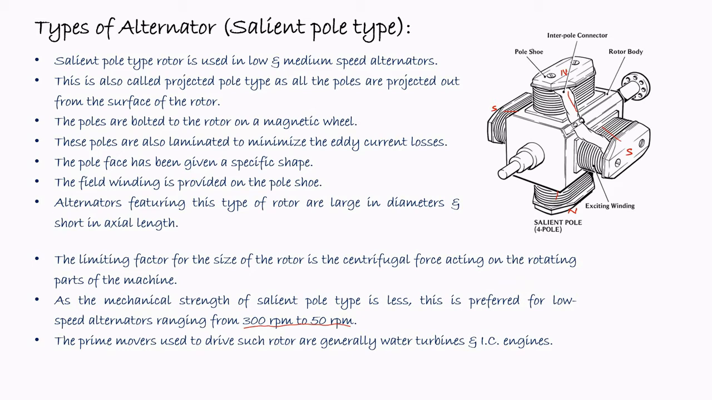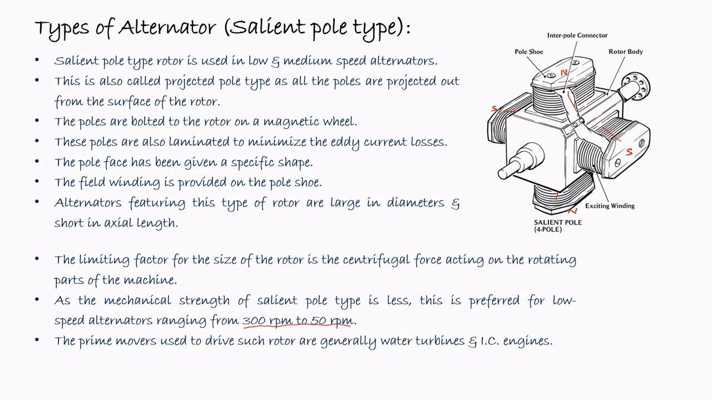As we know, the synchronous generator is used to produce electrical energy. So here to rotate the rotor, we have to use some mechanical power, and this mechanical power is provided by some turbine. So in thermal power station, we use the thermal turbine. In case of hydroelectric power station, we use the water turbine. We use the IC engine also.